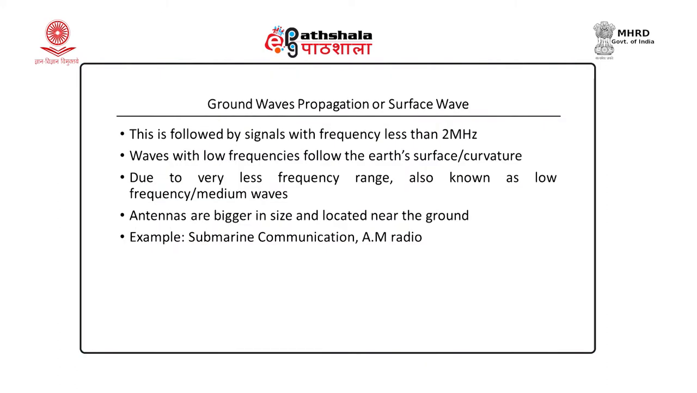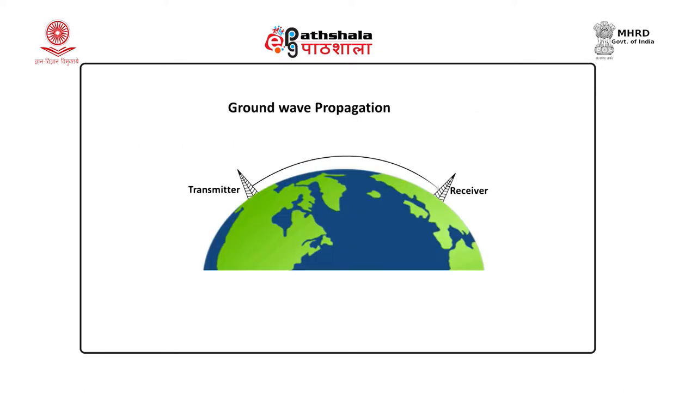These waves sometimes travel so far below the surface of the earth that they can even penetrate the ground and hence are suitable for submarine communication. They are also used in some radios, typically AM radio. Just look at the animation of what I just explained: there is a transmitter and a receiver, and the wave is following the curvature of the earth.